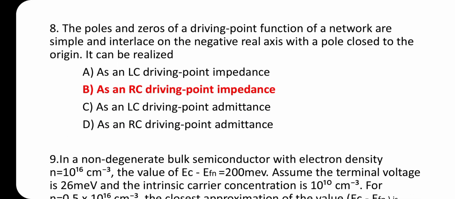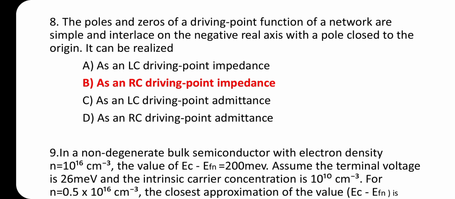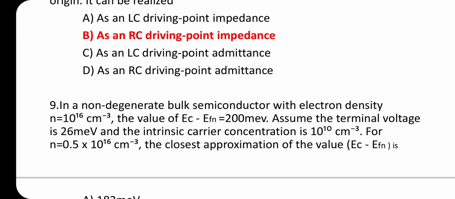Option A. The poles and zeros of a driving point function of a network are simple and interlace on the negative real axis with a pole closer to the origin. It can be realized, answer option B, as an RC driving point impedance.